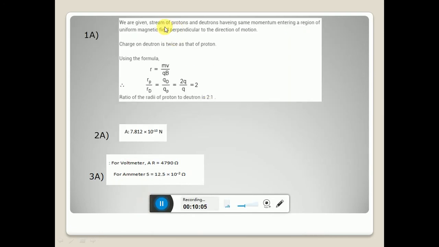So as I said, this is the way of doing the solution for the first one. So try to do the second one's answer and the third one's answer.